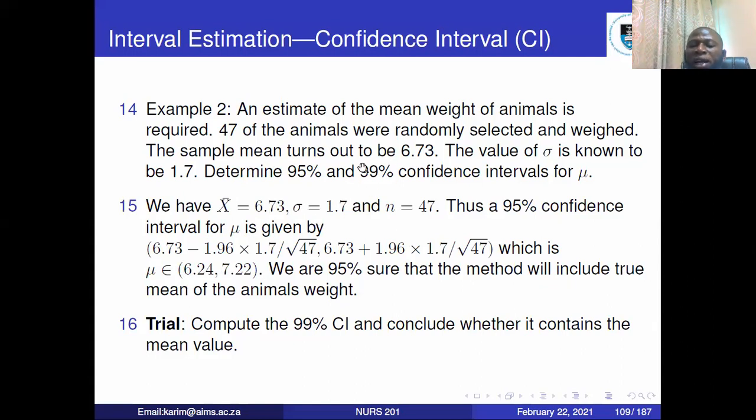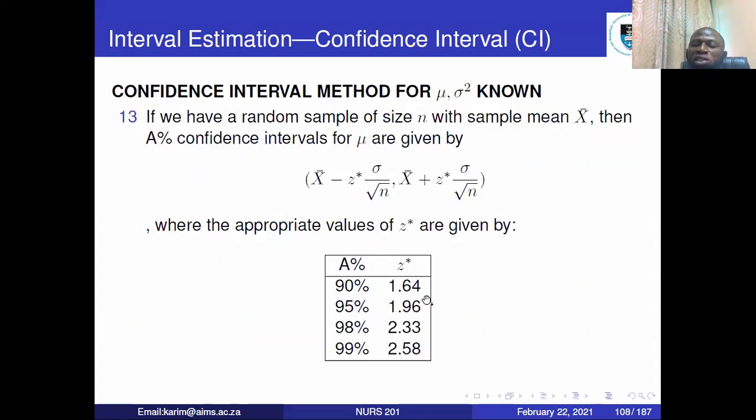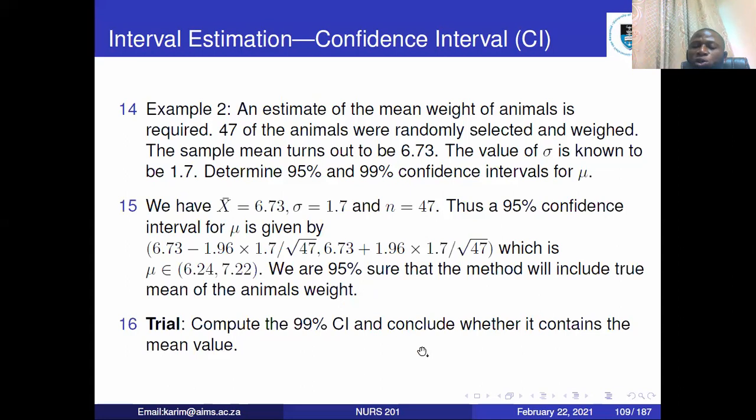So you can do it for the 99% confidence interval. If you are going to do it for the 99% confidence interval, you come to this table. So you are no longer going to use 1.96, but you are going to use 2.58. So wherever you see 1.96, you substitute 2.58 there. And then you substitute 2.58 here. And then you solve and see whether your interval will contain the true mean or not.